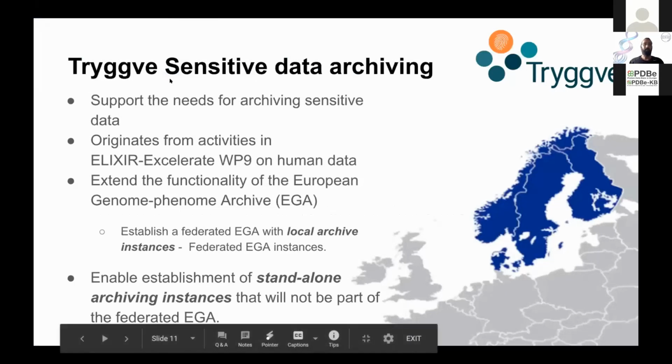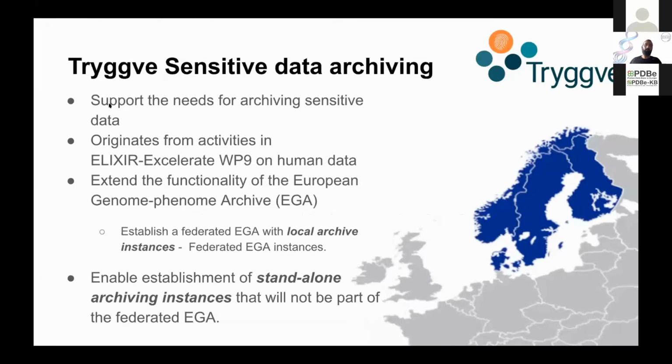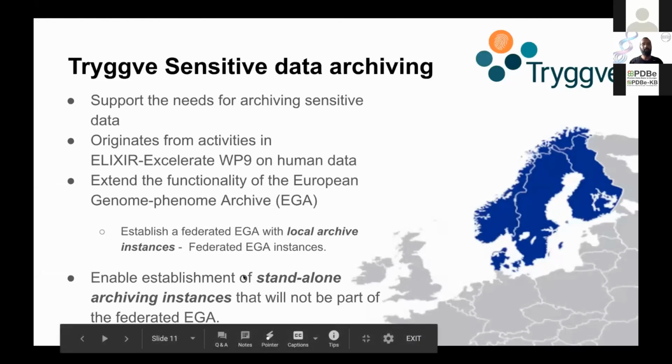Connection to TRIGVA: the TRIGVA Sensitive Data Archiving Work Package. We are supporting the needs for archiving sensitive data in the Nordics, and it originates from the activities in the ELIXIR Accelerate Work Package 9 on human data. Our main aim is to extend the functionality of the European Genome Phenome Archive by developing what is known as local archive instances, or local EGAs. Those are the local storage instances which are connected to the central EGA, in addition to enabling establishment of standalone archiving instances.